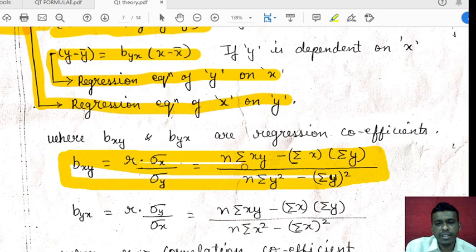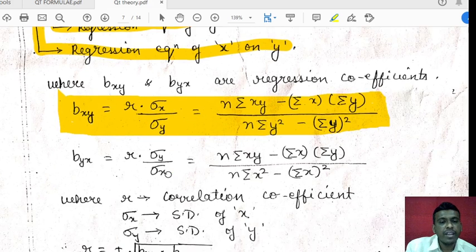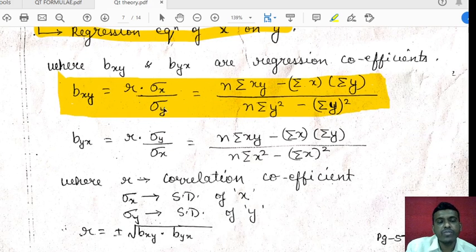bxy is equals to r multiplied by sigma x upon sigma y, where r is the coefficient of correlation between x and y. Now you may ask whether it is the coefficient of x on y or y on x. Remember, in correlation there is nothing like x on y or y on x. That is the specialty about correlation.